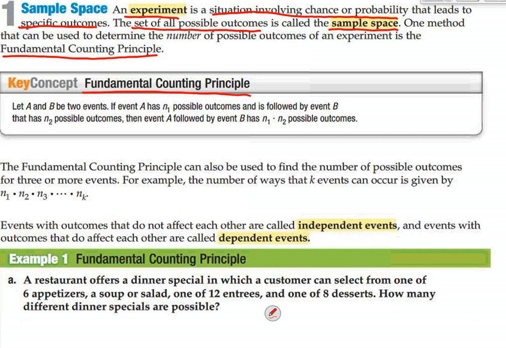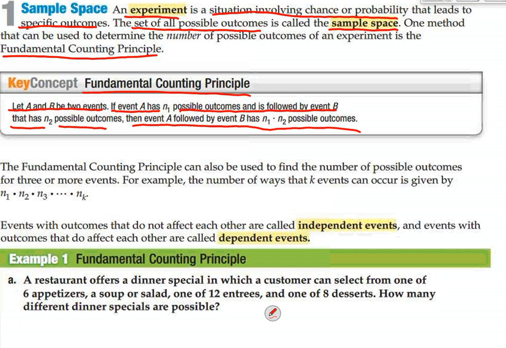Or how many outfits can you make if you have 2 pairs of pants and 4 shirts and, I don't know, 3 pairs of shoes, if you wanted to put that in. So if A and B are 2 events, if A has n sub 1 possible outcomes and is followed by event B that has n sub 2 possible outcomes, then event A followed by event B has n sub 1 times n sub 2 possible outcomes.